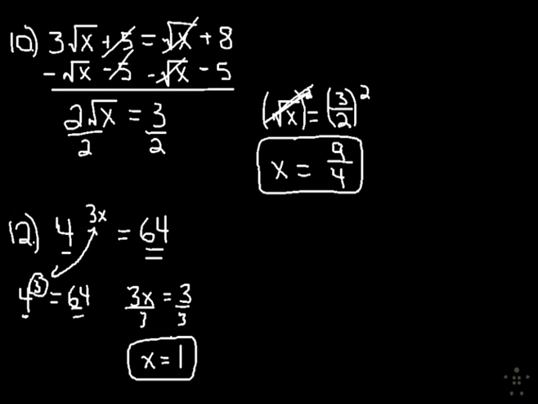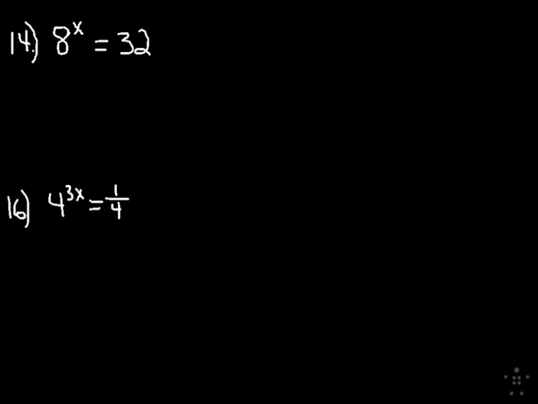Moving on to question number 14, we have 8 to the x is equal to 32. Now I want to get an idea of what this answer is going to be like. I know that 8 to the first power is equal to 8. And I know that 8 to the second power is equal to 64. And so this says 8 to some power is equal to 32. So it's going to be somewhere in between 1 and 2. So I know my answer has got to be between 1 and 2. You know, maybe it's 1 1/2, maybe it's 1 1/4, maybe it's 1 3/4, but I know it's going to be between 1 and 2.